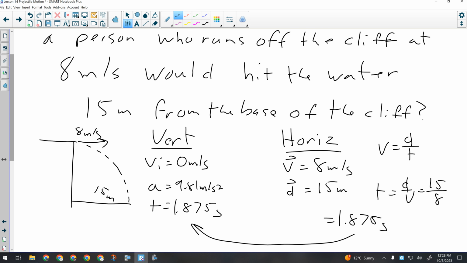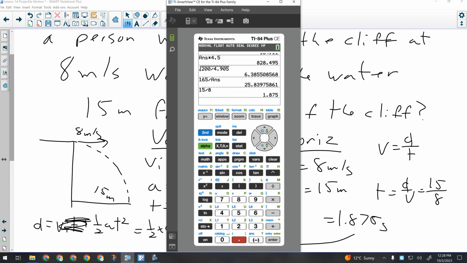And now I can do this. D equals VI times T plus 1/2 AT squared. And I'm actually looking for D this time, the height of the cliff. So VI is 0. All I have to do is plug in my numbers: 1/2 times 9.81 times 1.875 squared. So it's not a really tall cliff, not really tall.